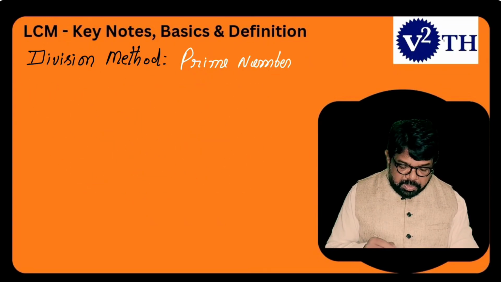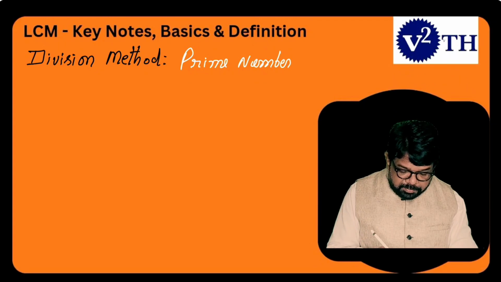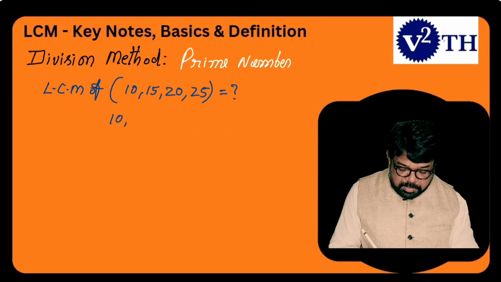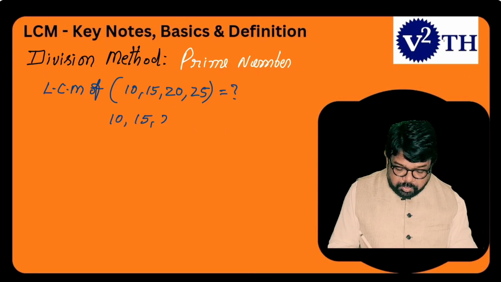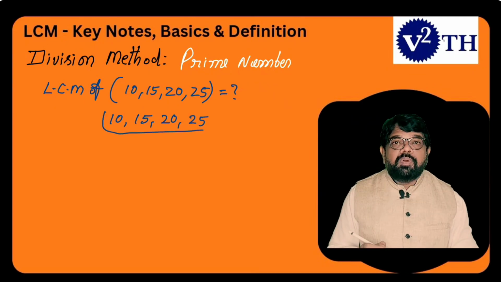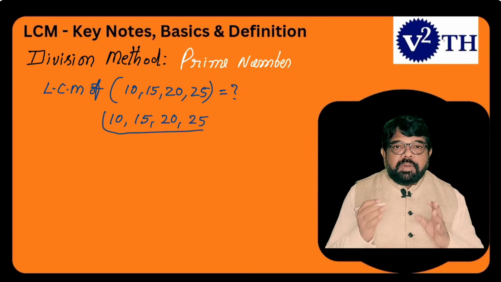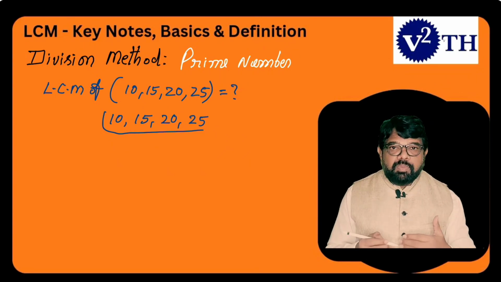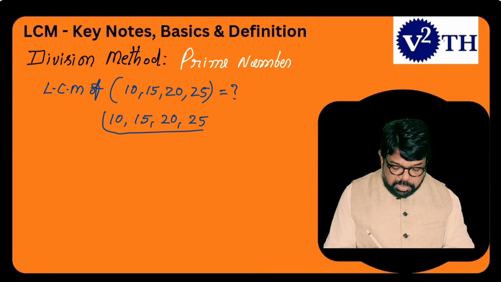Suppose we want the LCM of 10, 15, 20, 25. So how can we calculate the LCM? You take all the numbers 10, 15, 20, 25. Now divide the given numbers with prime numbers only. Which prime number do you take? One that divides at least 2 numbers. Here also you can take either 2 or 5. Both are correct. Any one you can take. I will take 5 here.